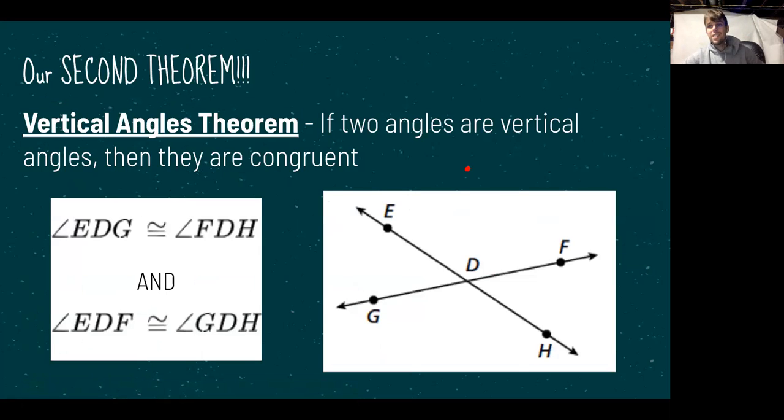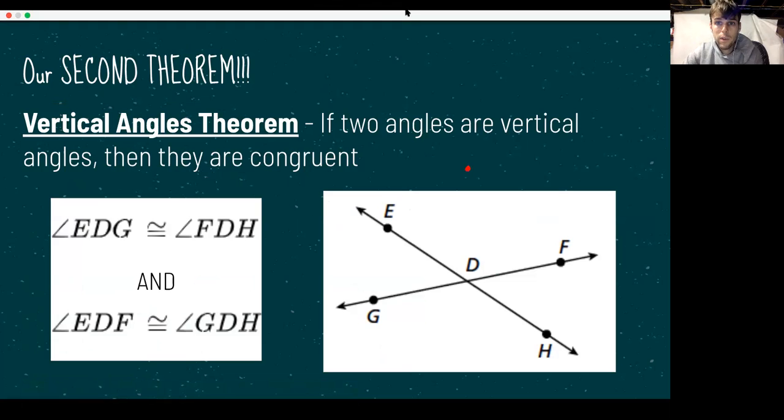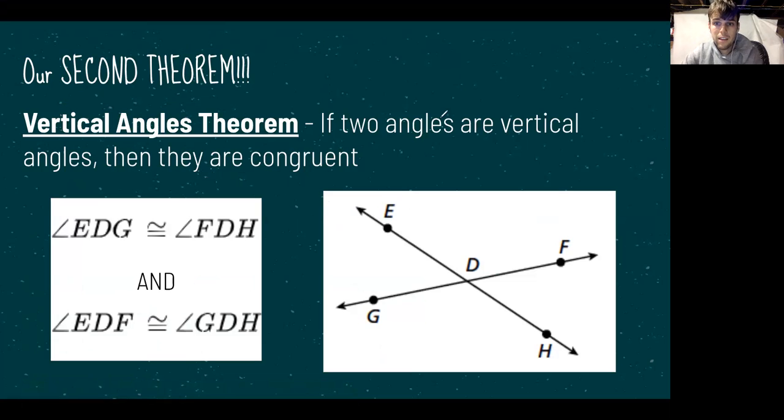All right, here's our second theorem, the vertical angles theorem. So if two angles are vertical angles, then they are congruent. Now that's not something that we've really talked about, and it's based on our linear pair theorem here. We could prove this, but we're not quite ready to do that at this moment.